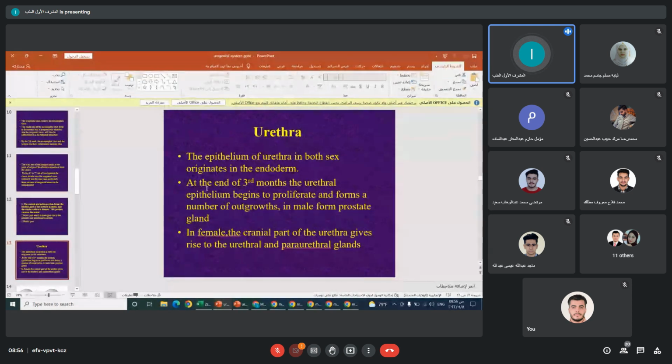At the end of the third month, meaning as we enter the second trimester, the prostate starts. The urethral epithelium begins to proliferate and forms a number of outgrowths. In the male, these form the prostate gland, while in the female, the urethra also gives rise to the urethral and paraurethral glands.